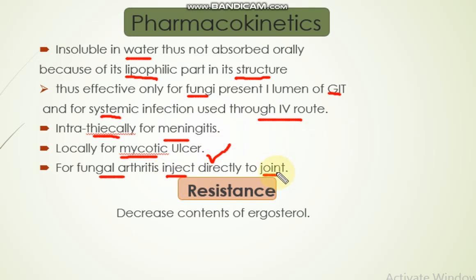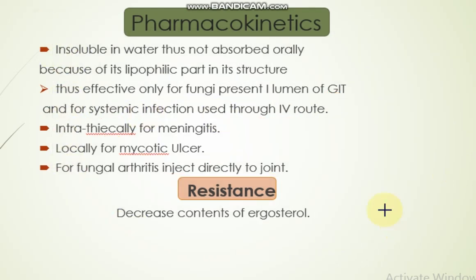The next topic is resistance to amphotericin B, that is, how resistance develops against it. Resistance develops against amphotericin B due to decreased contents of ergosterol. Why? Because amphotericin B binds to the ergosterol and forms holes in the cell membrane, and the cell contents leak out of the cell, leading to the death of the fungus. So when there is a decrease in ergosterol contents, it leads to resistance to amphotericin B. This is the pharmacokinetics and resistance of amphotericin B.